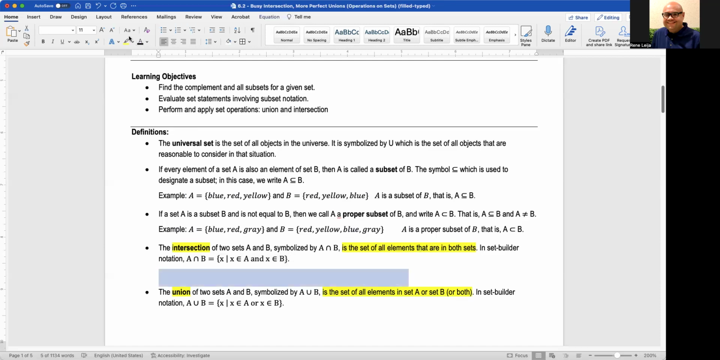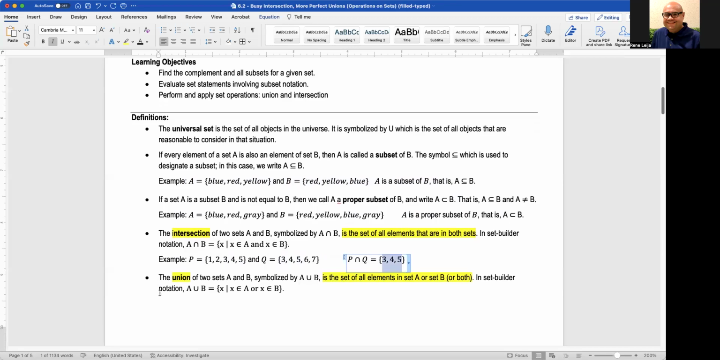And then I gave you an example. I said if P is the set of numbers 1, 2, 3, 4, 5, and Q are the set of numbers 3, 4, 5, 6, 7, then P intersect Q means I only want the values that are common to P and Q. The intersection of two sets is the set of all elements that are in both sets. The only numbers that are in both sets are 3, 4, and 5. So that's why P intersect Q is 3, 4, 5.